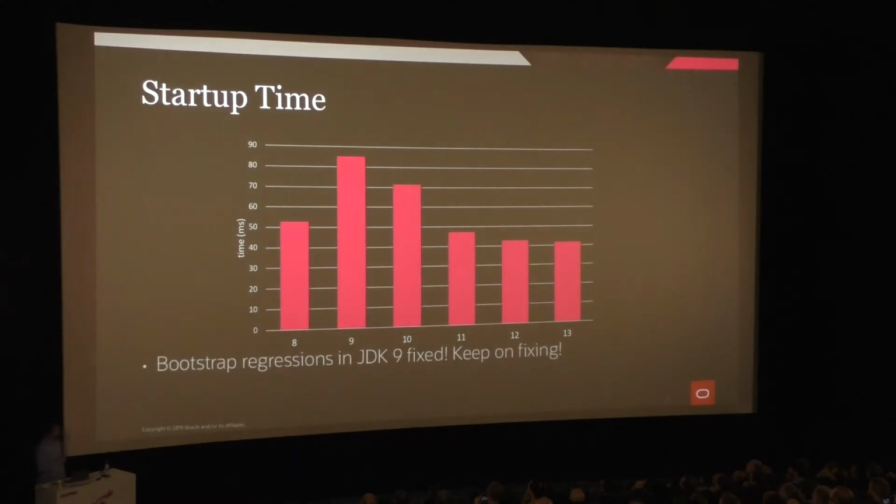So obviously we have fixed that bootstrap regression that we had in JDK 9, but not only that, with each release of Java, we are making sure we are spending time and energy to try to reduce the startup time. And you see that now basically Java 13 is below the startup time of Java 8.